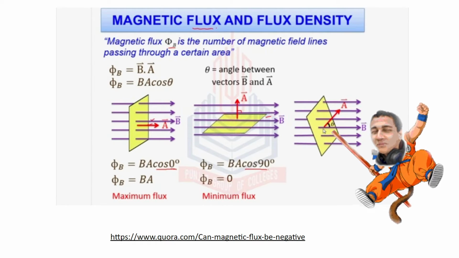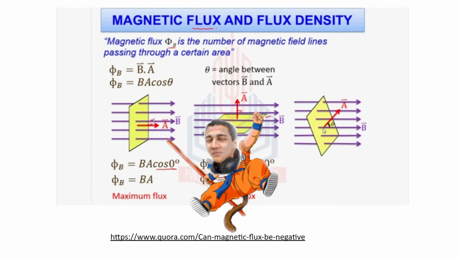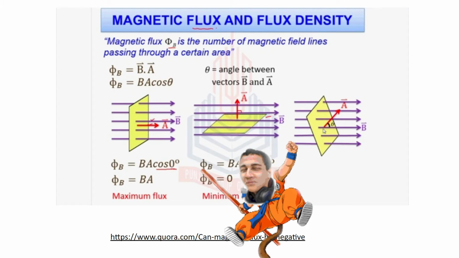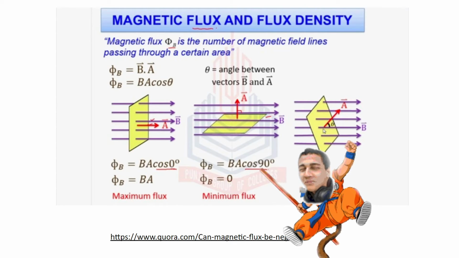This means that the maximum flux through the loop occurs when theta equals 0 degrees, which is when the magnetic field is perpendicular to the loop area, and its value is BA. And it is 0 if the magnetic field is along the plane of the loop, where theta equals 90 degrees.